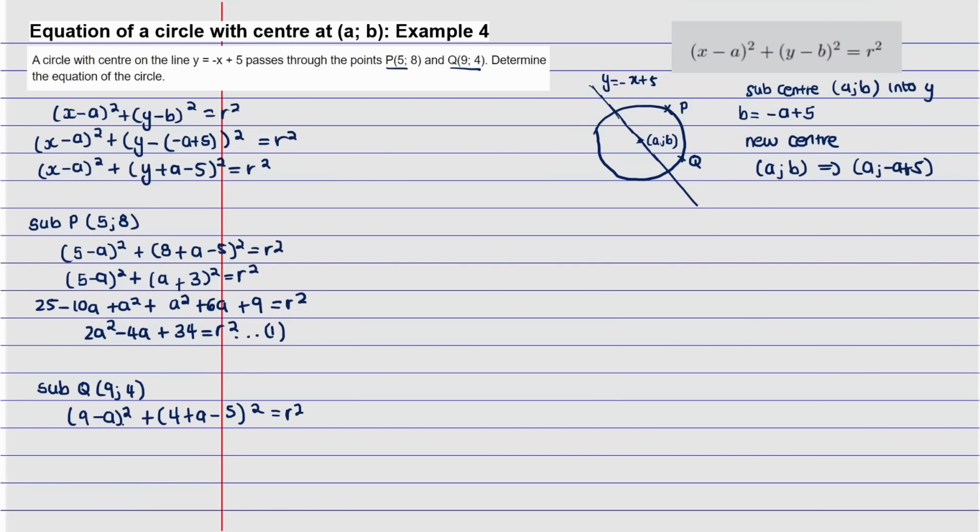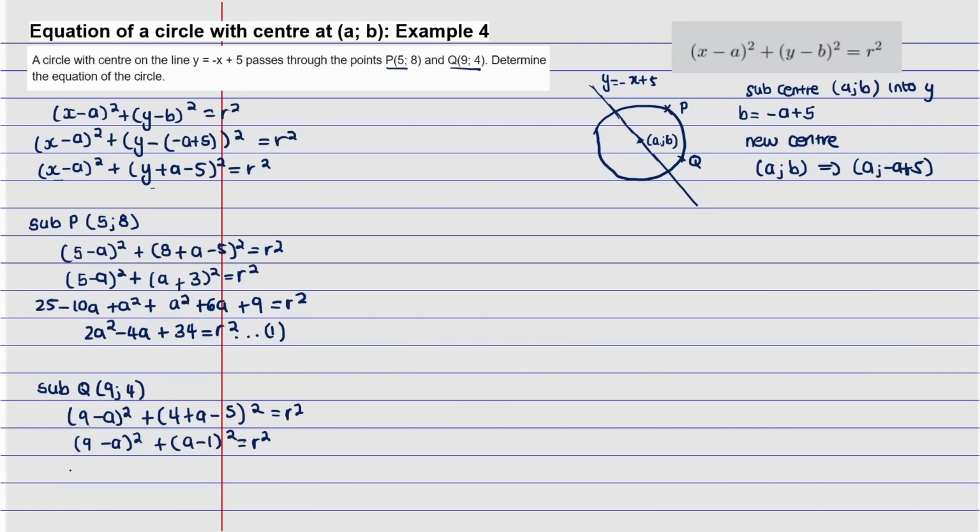Let me just check that I didn't make a mistake. It's 9 here, which is correct, which is x, and it's 4. I'm just looking at the correspondence with this one. Okay, makes sense, right? So this is the same as having 9 minus A all squared, and then this is the same as A minus 1 all squared is equal to r squared, right?